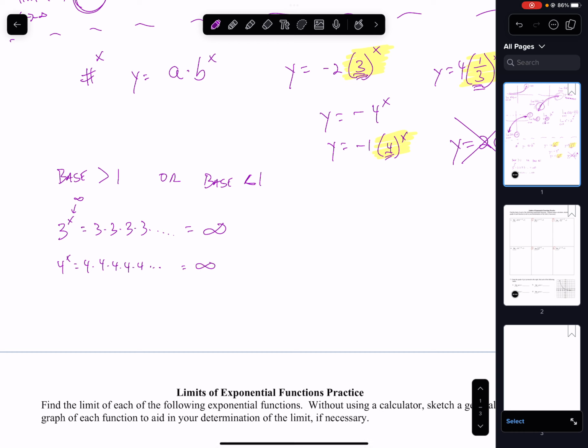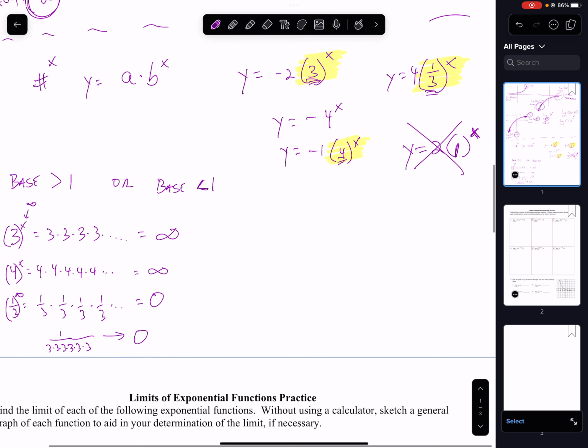What's more interesting is to look at the other ones, like maybe (1/3) to the infinity, right? 1/3 to the infinity means 1/3 times 1/3 times 1/3 times 1/3 forever, right? And that would approach 0 because the number would get smaller and smaller and smaller. If you think about that, the top would be 1 and the bottom would just be 3 times 3 times 3 times 3 times 3 forever. So whenever the bottom is growing faster than the top, that number is going to approach 0.